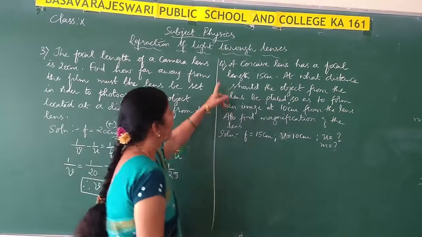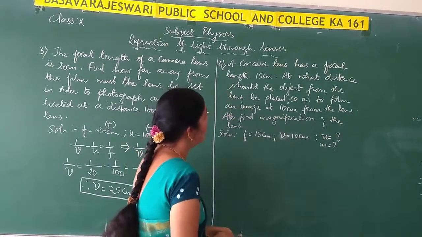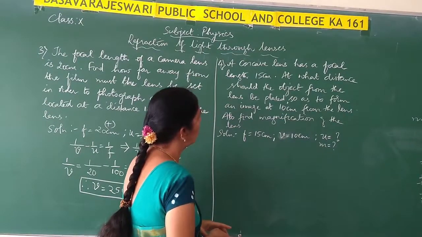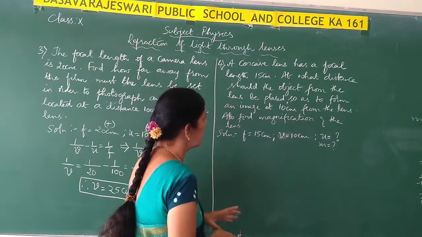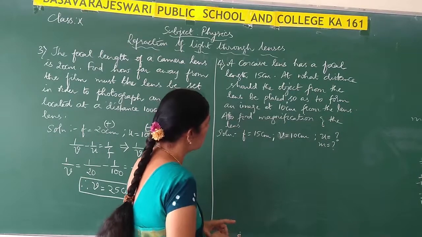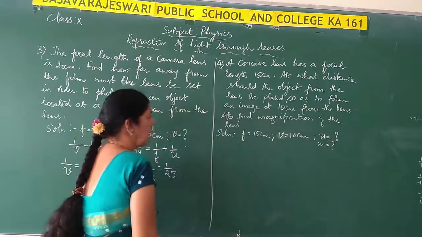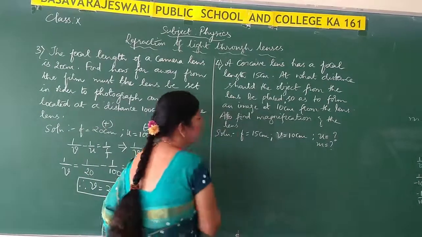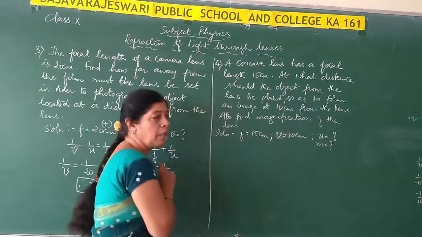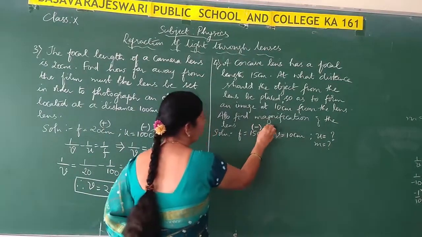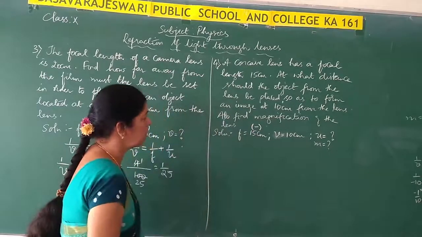Next, one more problem. A concave lens has a focal length 15 cm. At what distance should the object from the lens be placed so as to form an image at 10 cm from the lens? Also find magnification of the lens. So here we are provided with a concave lens, and we know that the focal length of a concave lens must be taken with a negative sign.